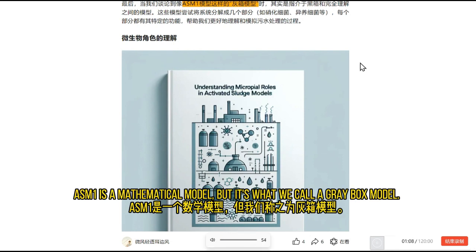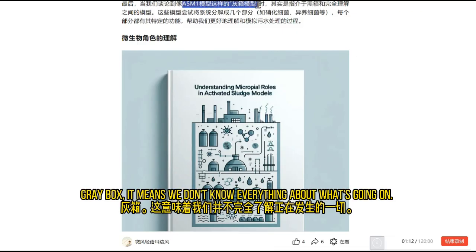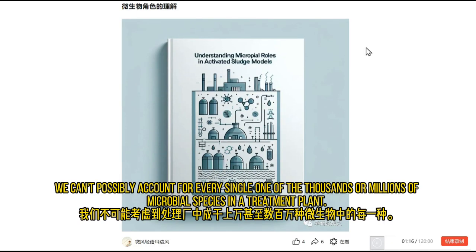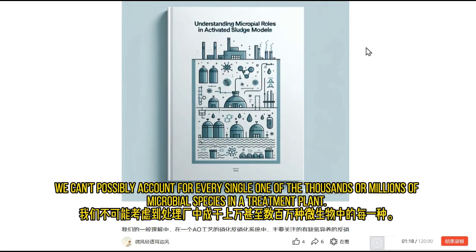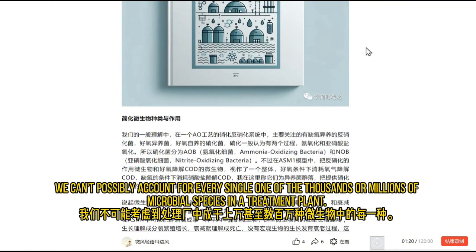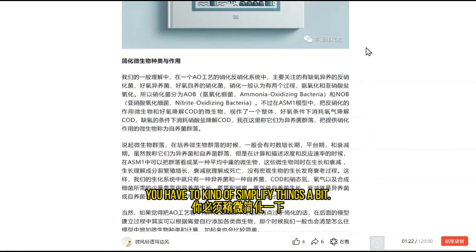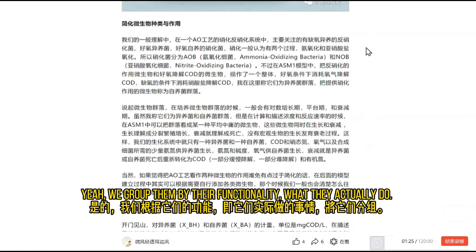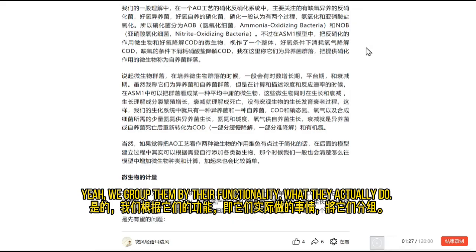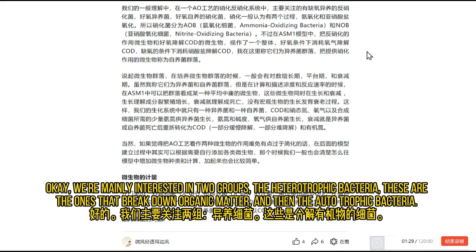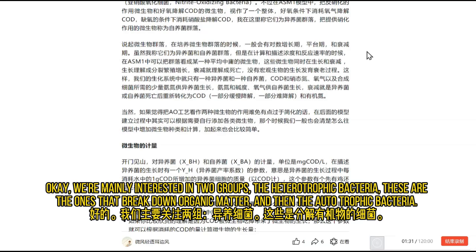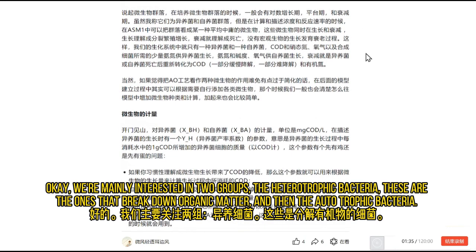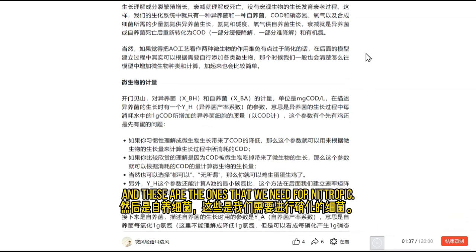ASM1 is a mathematical model, but it's what we call a gray box model. Gray box. It means we don't know everything about what's going on. Oh, okay. We can't possibly account for every single one of the thousands or millions of microbial species in a treatment plant, so you have to kind of simplify things a bit. Yeah, we group them by their functionality, what they actually do. Okay. We're mainly interested in two groups: the heterotrophic bacteria, which break down organic matter, and the autotrophic bacteria, which we need for nitrification.